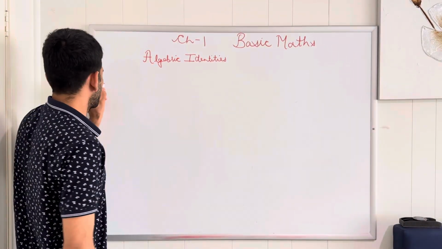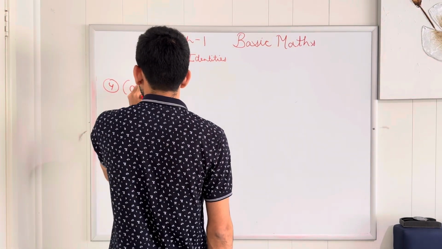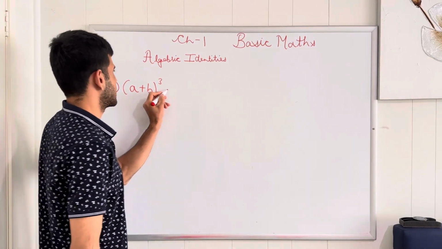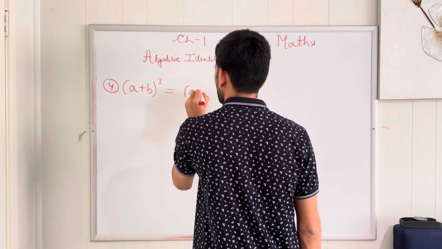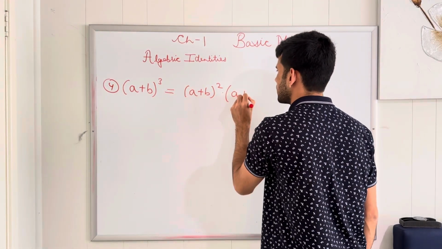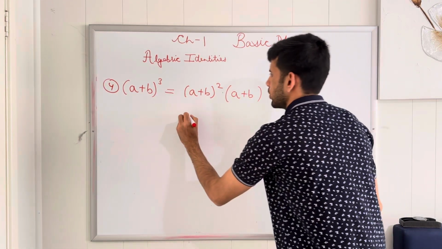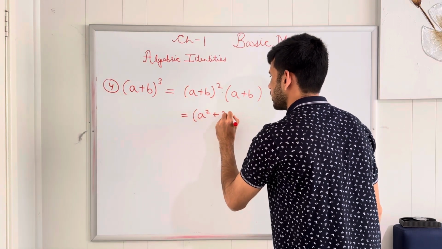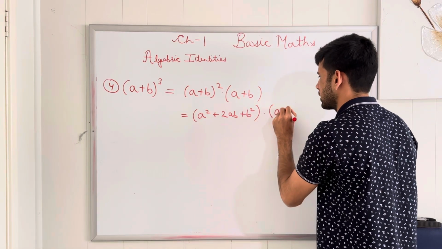Then the next one that we can study, the fourth one, is the cubic identity (a plus b) whole cube. If you notice properly, we can write it as (a plus b) whole square multiplied by (a plus b), right? This dot represents multiplication. So this is simply (a square plus 2ab plus b square) multiplied by (a plus b).